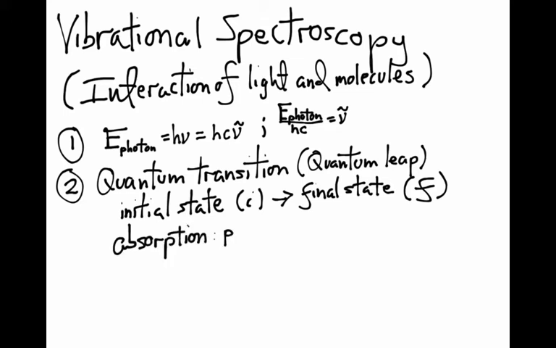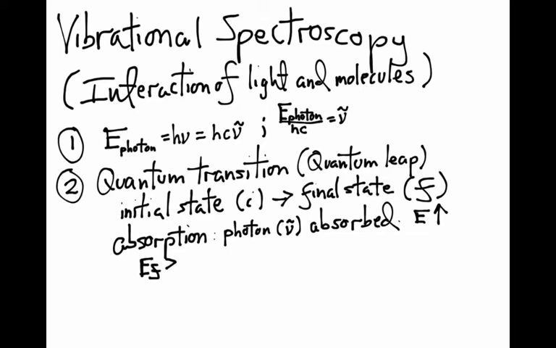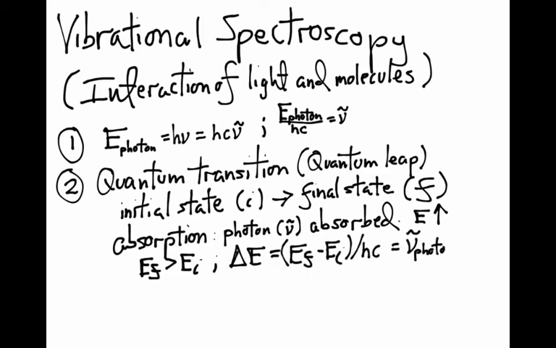Now, if the molecule is absorbing light, then a photon with some wave number nu twiddle is going to vanish. It's going to disappear. It's going to be absorbed. And that photon had energy, so the energy of the molecule must go up. If the energy goes up, then the energy of the final state has to be greater than the energy of the initial state. The difference in the energy, delta E, is the energy of the final state minus the energy of the initial state. And then we're interested in dividing by hc to get the wave number nu twiddle of that photon.